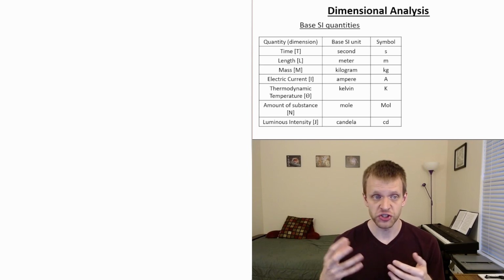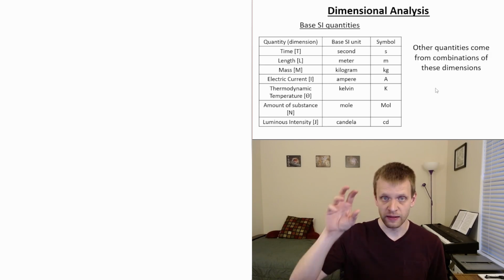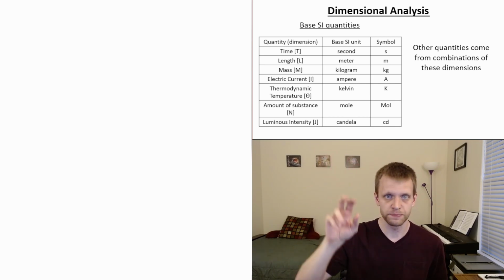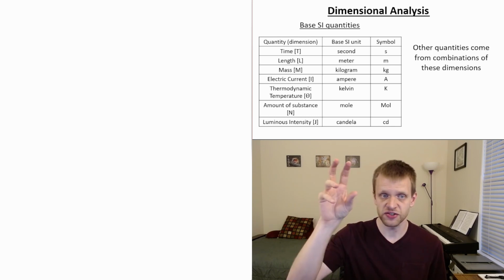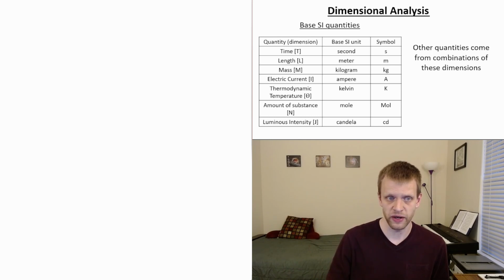So for example, speed would be a length divided by a time. That could be in meters per second, or miles per hour, or inches per day. It would have to be some kind of distance, some kind of length, divided by some kind of time.